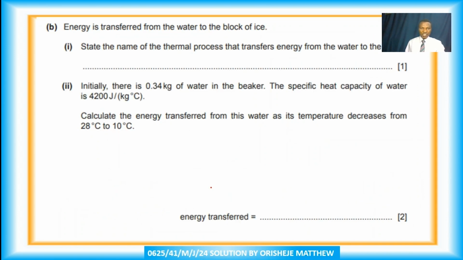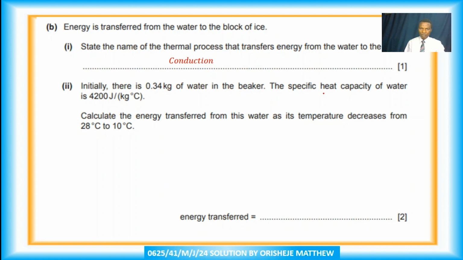Energy is transferred from the water to the block of ice. State the name of the thermal process that transfers energy from the water to the ice. That is conduction, because both the ice and the water are in contact. Then initially there is 0.34 kilogram of water in the beaker.